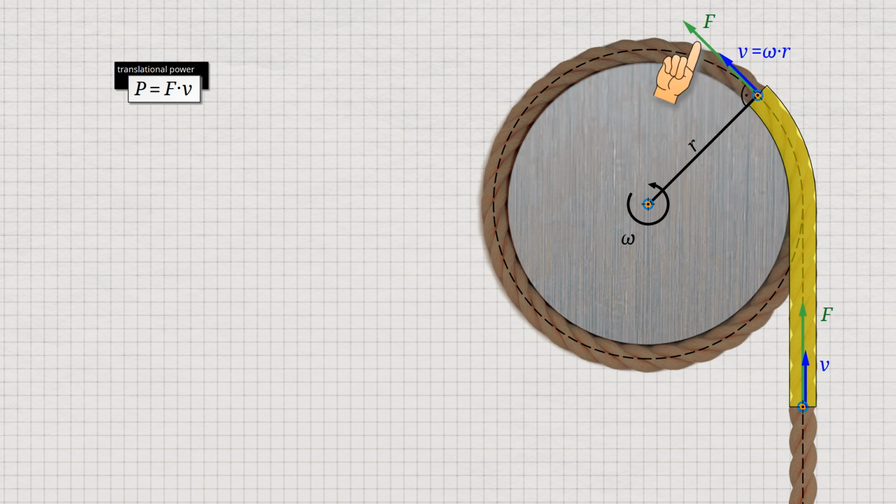Since the force always acts parallel to the circumferential speed, the power converted during the circular motion can also be determined from the product of force and speed. However, we express the circumferential speed as the product of the angular speed and the radius. In this formula, the product of force and radius corresponds to the torque acting on the drum.